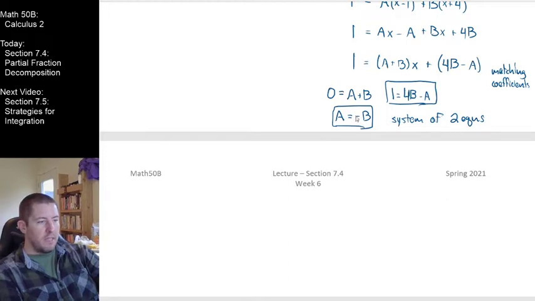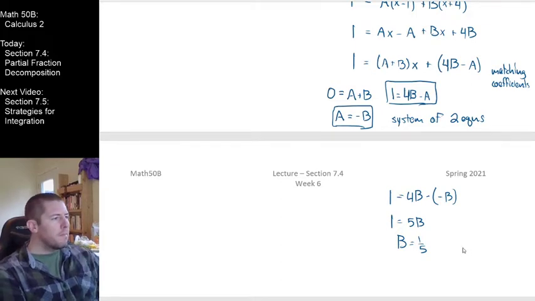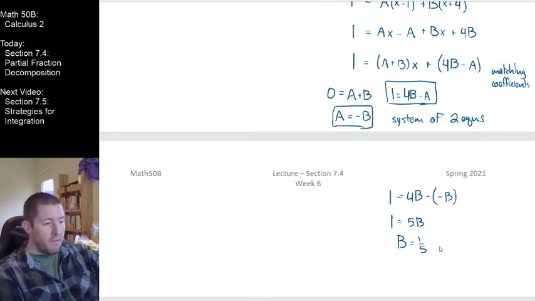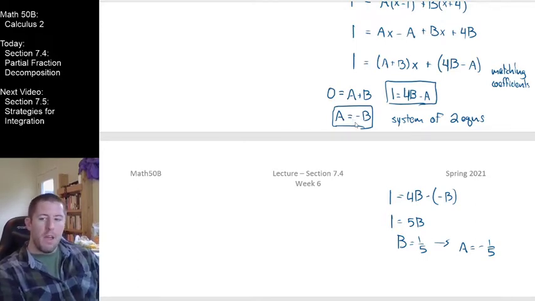So let's go ahead and solve this system. I know that a is the same as negative b. So I'm going to come to this equation right here: 1 equals 4b minus negative b. I've swapped out a for negative b. I did a substitution based on this. It looks like 1 is equal to 5b, and b is going to be 1/5. And if b is 1/5, then a must be negative 1/5, because a is just the negative of b. So this is good. We have solved for what a and b are.